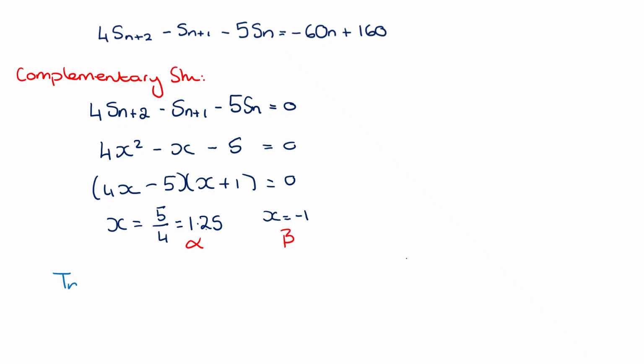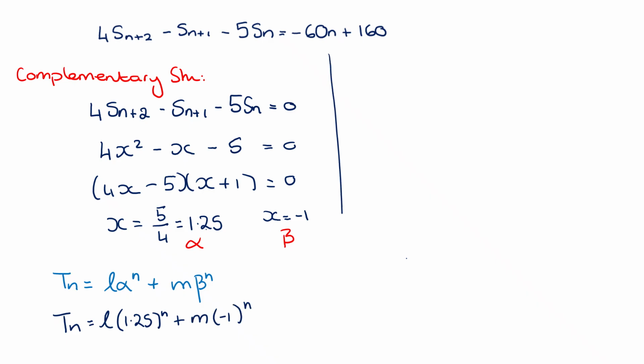So we're using our distinct roots theorem, which is T n equals L alpha to the power of n plus M beta to the power of n, so L 1.25 to the power of n plus M minus 1 to the power of n. So when we come along for our final answer for S n, it's going to be L 1.25 to the power of n plus M minus 1 to the power of n.